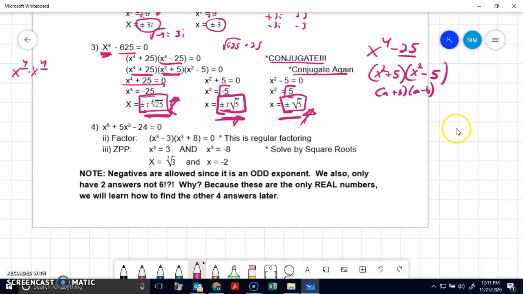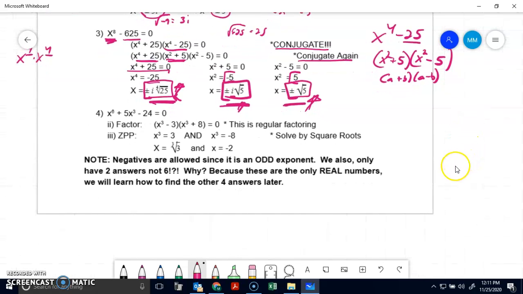Okay? One more example, and it's still the same thing. I'm just trying to give more examples. And so I have x to the 6th. How would I break up x to the 6th? X to the 3rd and x to the 3rd. How do I break up 24? 3 times 8. Because 3 and 8 also subtract to make 5.